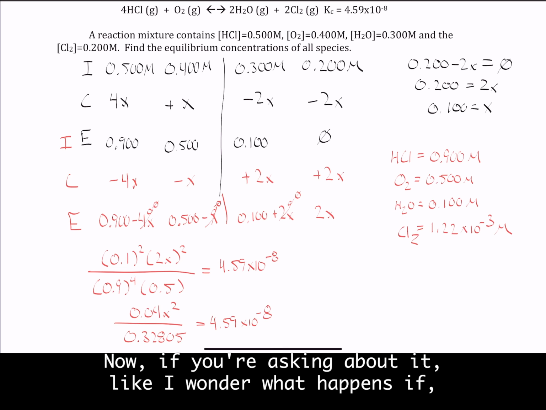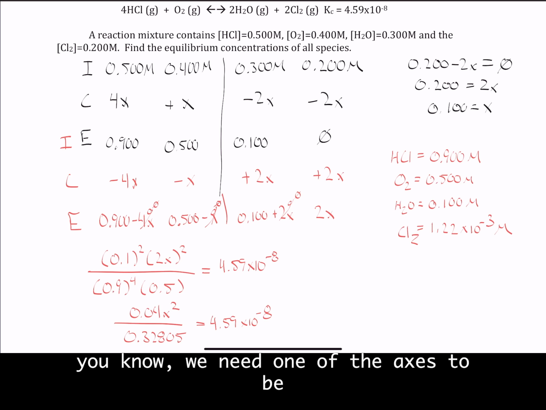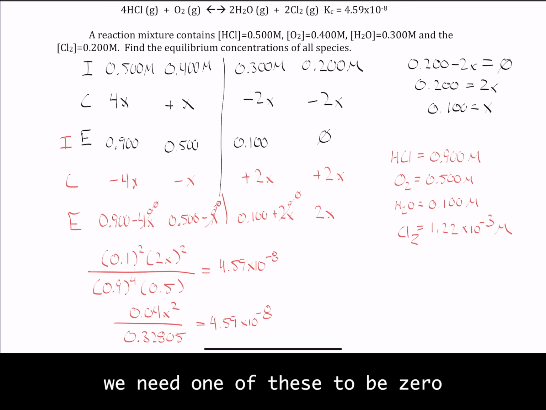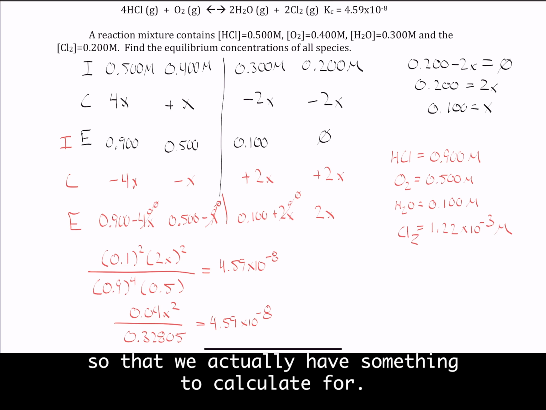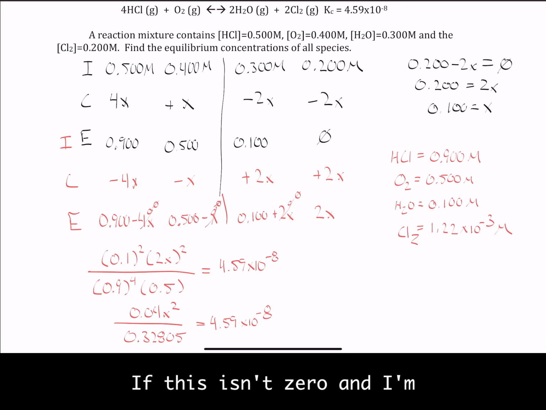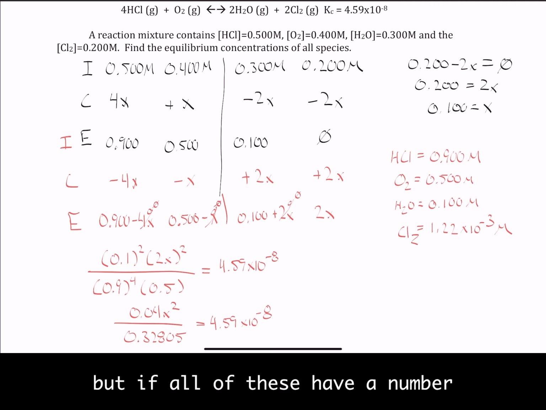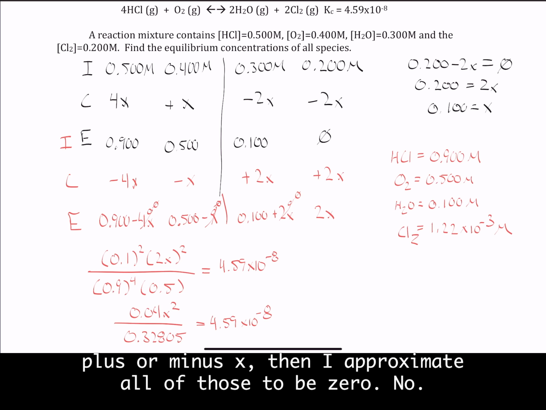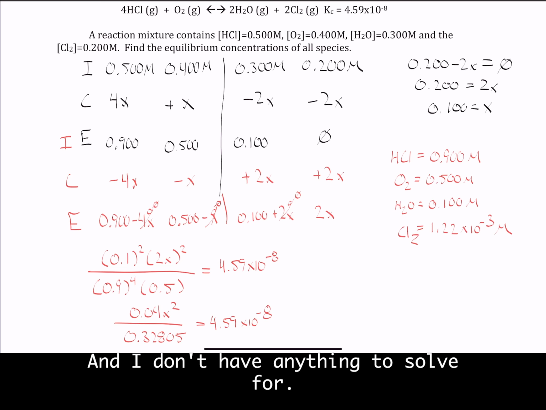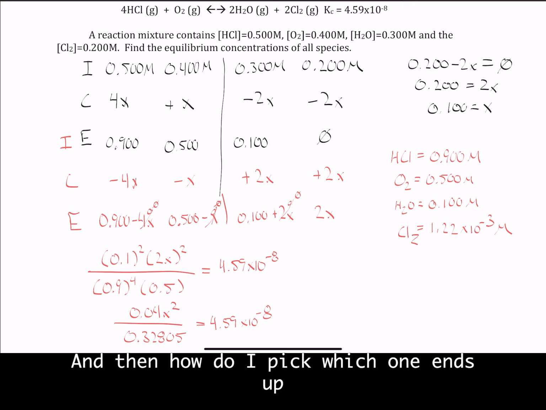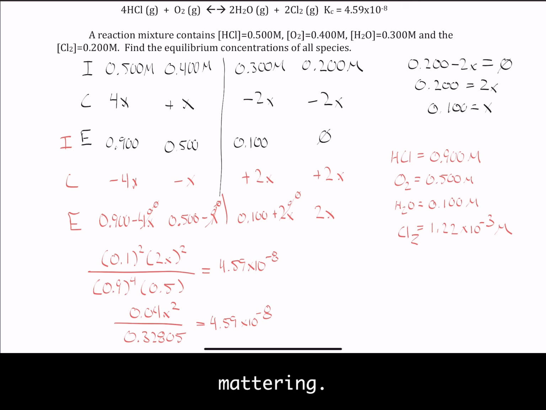Now that you're asking about it, I wonder what happens if, no, we need one of the x's to be 0 so that we actually have something to calculate for. If this isn't 0, and I'm instead doing 0.5, at this point we'd have to calculate Q. But if all of these have a number plus or minus x, and I approximate all of those to be 0, then I don't have anything to solve for. And then how do I pick which one ends up mattering?